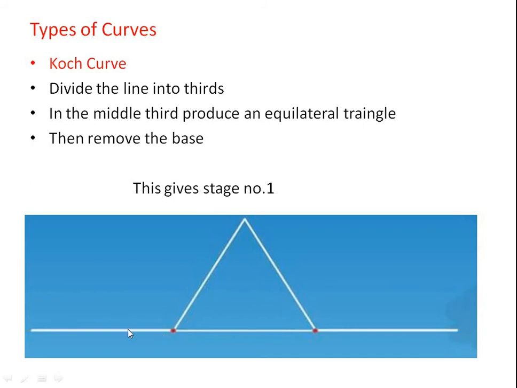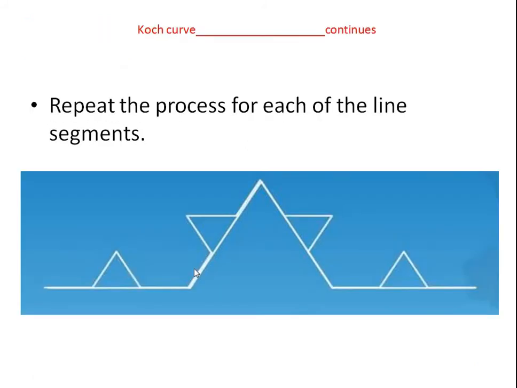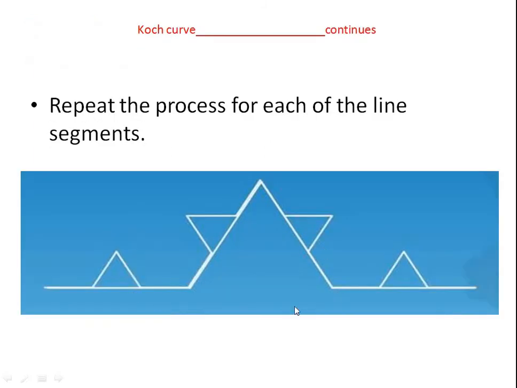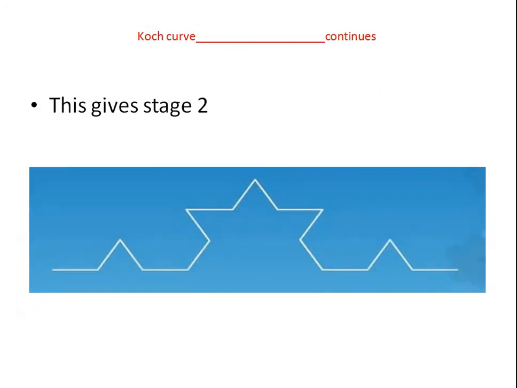Then after forming this triangle we have 4 lines, that is the first, second, third and fourth, and we repeat these steps for each of the line segments. We apply it only to the middle of each line segment. This step is followed for each and every line segment, then we remove the bases. Here we form these triangles, and this gives us stage 2.